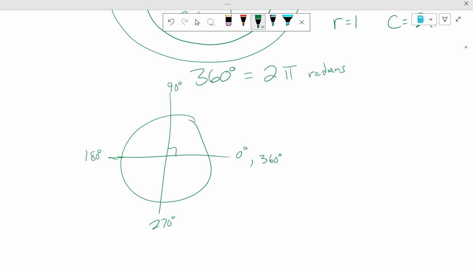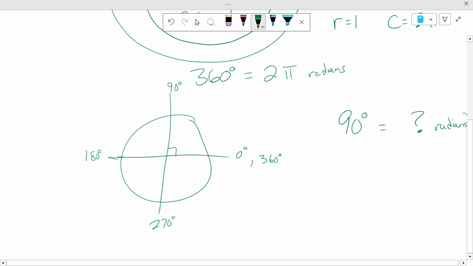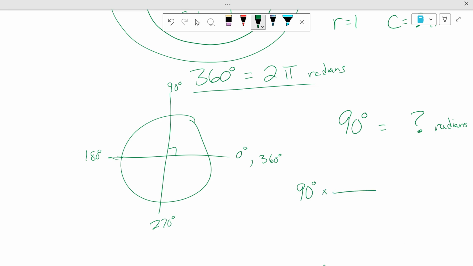Okay? So a 90-degree angle equals how many radians? Okay? A 90-degree angle equals how many radians? Well, I know 360 degrees is 2 pi radians. So if I have a 90-degree angle and I want to get to radians, I'm going to put 2 pi radians over 360 degrees.